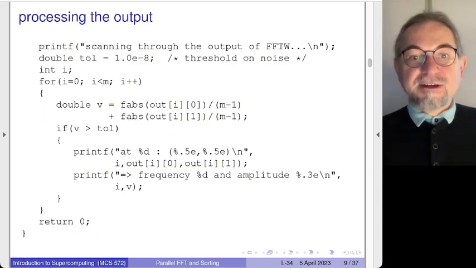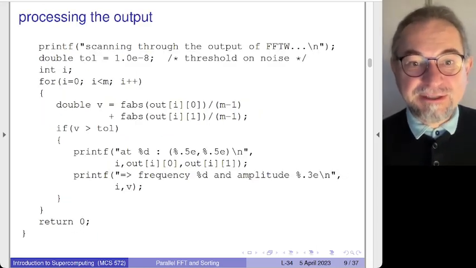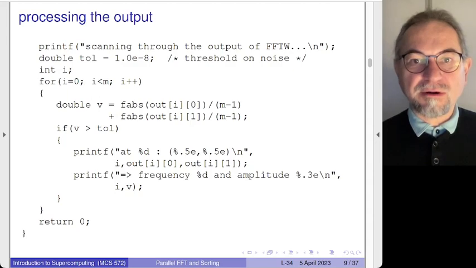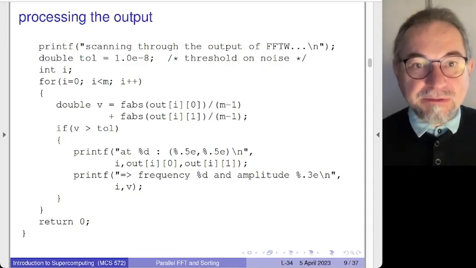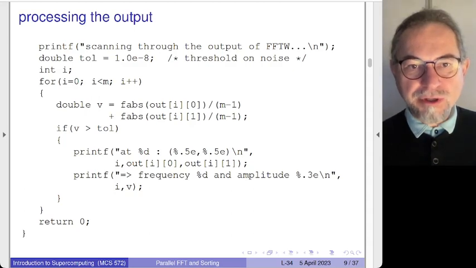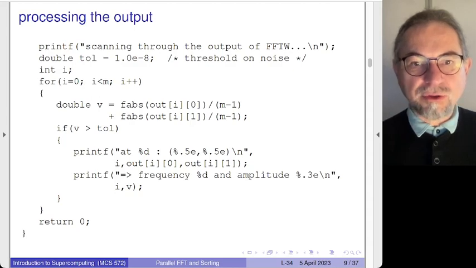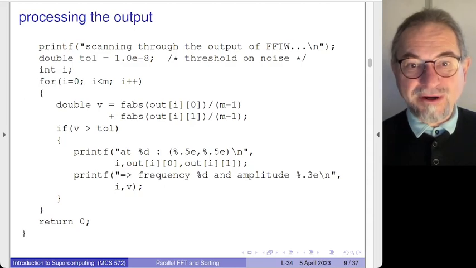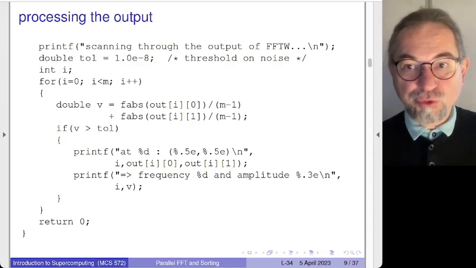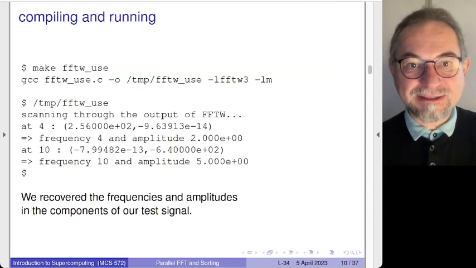And actually the processing of the output takes more code here than the calling of the routines. So this is used in filtering. On the output numbers, I compute the magnitude of each number. So this is where the V comes in, and all the numbers that are less than the tolerance are suppressed. It will turn out that only 2 numbers will survive, and these 2 numbers correspond to the 2 components of our test signal.